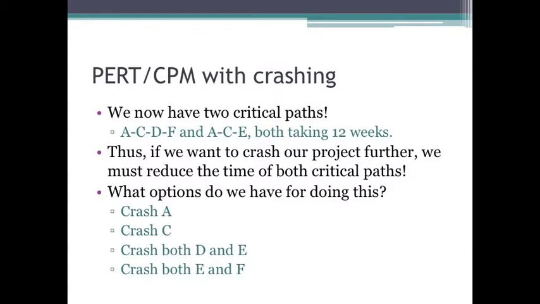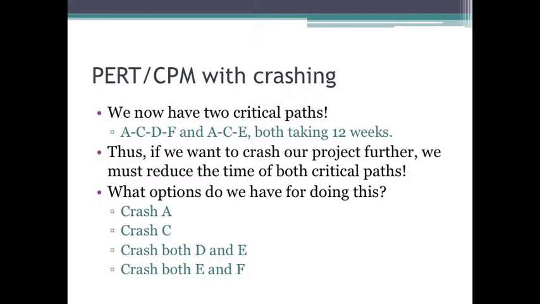Because we have these 2 critical paths, we have to crash both critical paths if we want to reduce the completion time of the project. So, what do we do? We make a list of the options that are available that will crash both critical paths. Well, task A is on both critical paths, so crashing A will crash both, so that's an option. Crashing C would crash both critical paths, so that's also an option. Or we could crash both D and E. D's on one critical path, E's on another, so crashing both D and E would crash both critical paths.